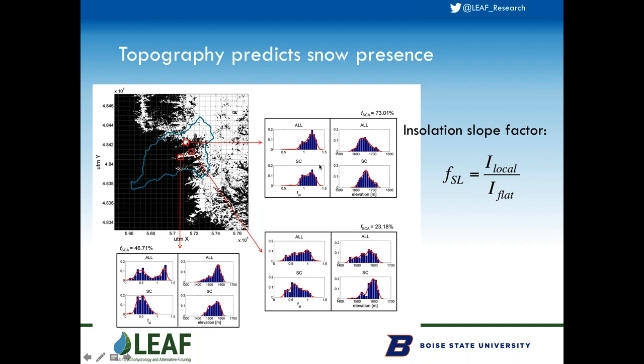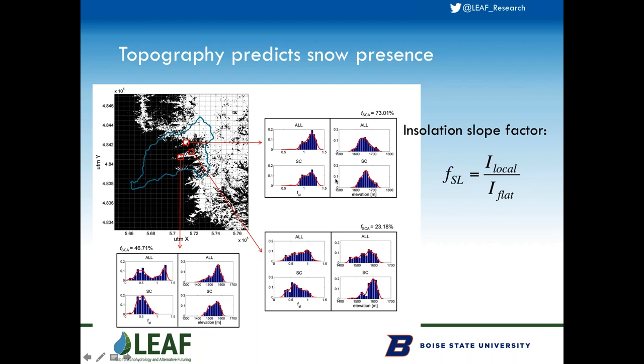these three subplot figures we have here. So first of all, I just want you to pay attention to these maps labeled FSL. So this is the slope factor. You can think of this as the amount of solar radiation that a 30 by 30 meter pixel has on an annual basis relative to the corresponding pixel at the same latitude that is flat, right?